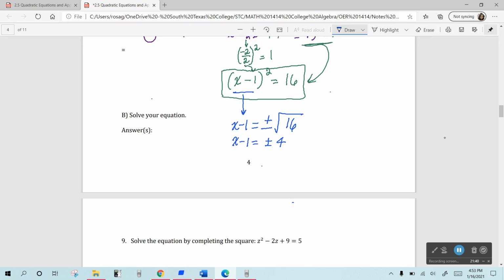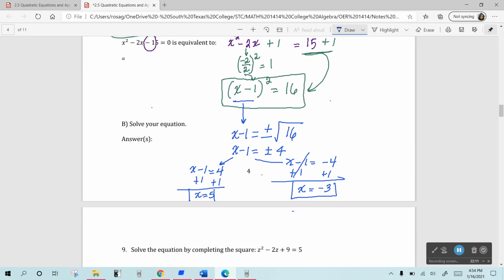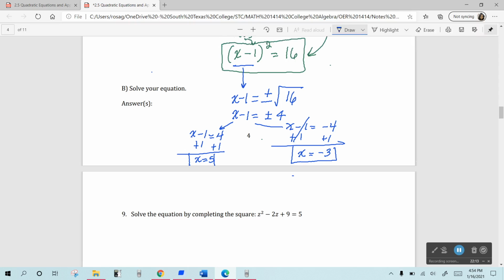So with the plus minus, that means you have two equations. You have x minus 1 equals 4 and x minus 1 equals negative 4. And you're going to solve each one. So my two answers are 5 and negative 3. So what you see in green and purple, that's the equivalent or the setup. And then what I did later on was completely doing the answers.